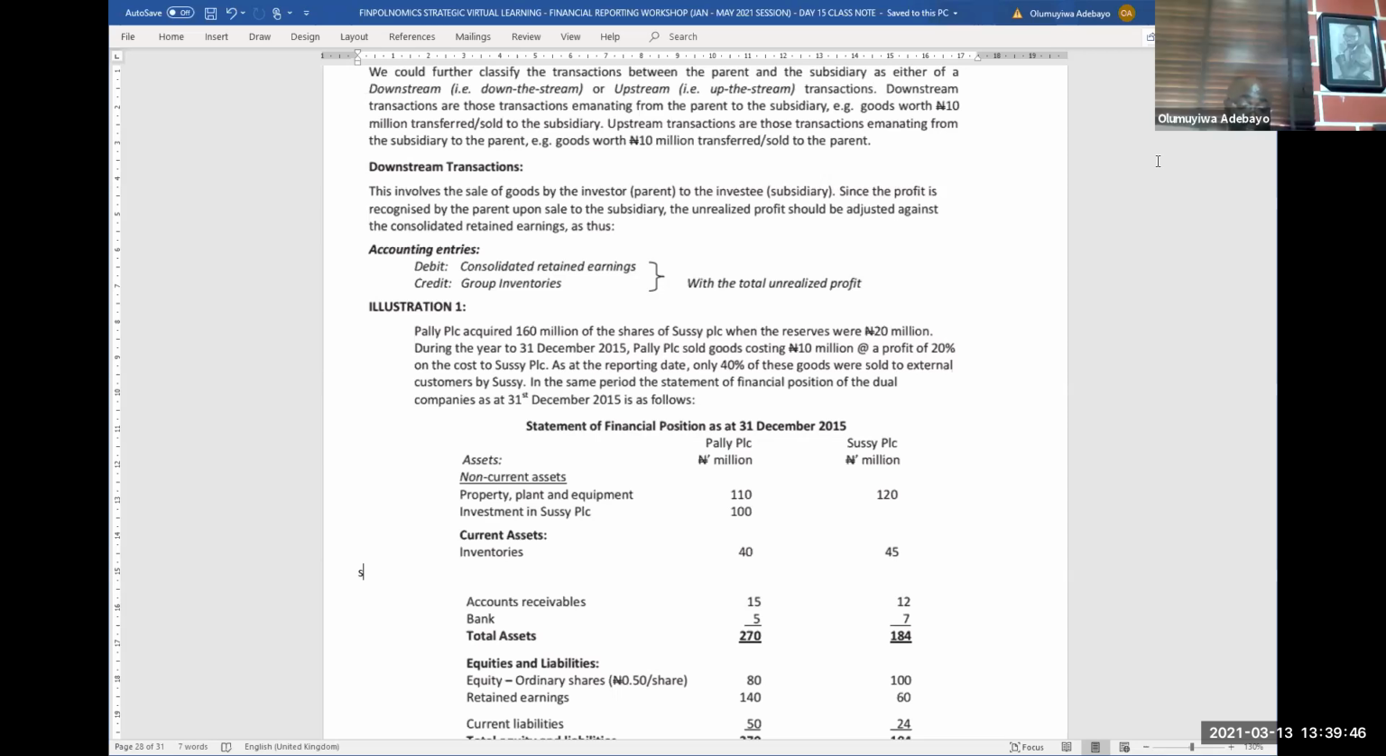Yes. Illustration 1. Pali PLC acquired 160 million of the shares of Suzy PLC, where the reserves were 20 million. During the year ended 31st December 2015, Pali sold goods costing 10 million at a profit of 20% of the cost to Suzy PLC. As at the reporting date, only 40% of the goods were sold to external customers by Suzy. The statement of financial position of the two companies as at 31st December 2015 is as follows.